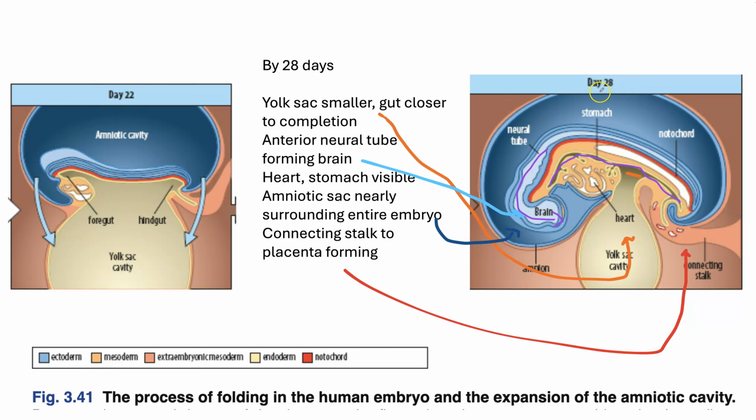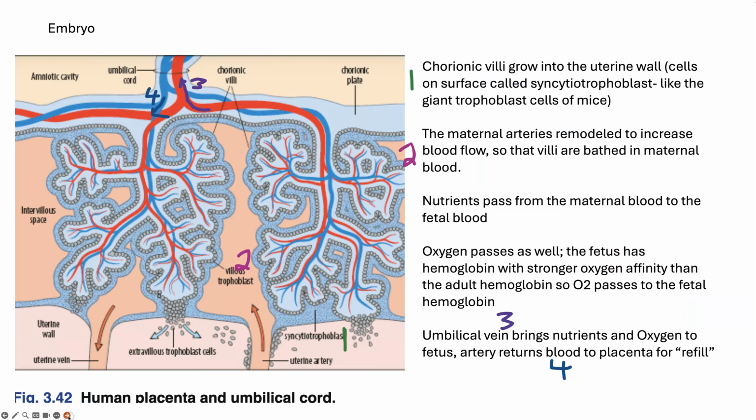At this day 28, just 4 weeks, you can see the heart, and there's a little stomach that of course isn't complete yet, but is starting to form, and so on. And this is the connecting stalk that's going to move around and connect into this region. This connecting stalk is what connects the embryo to the placenta. So I want to talk briefly about the placenta.